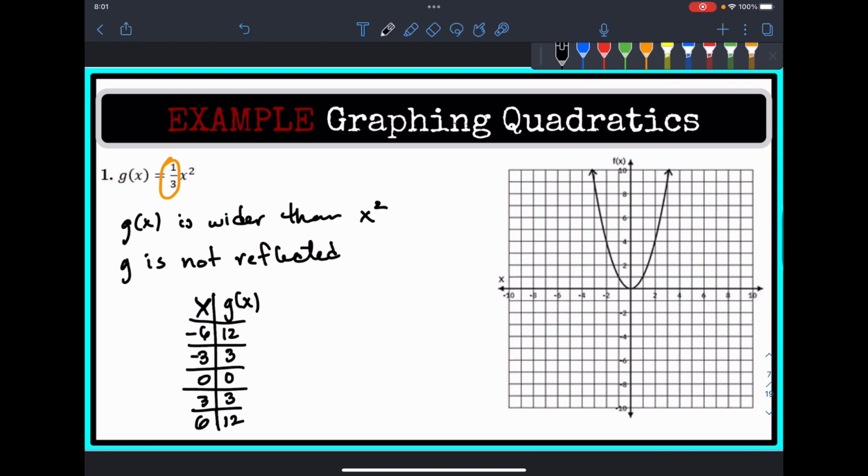So let's plot these points on our graph. We won't be able to plot -6, 12 because our highest point here is 10, but we can definitely plot -3, 3, 0, 0, and 3, 3. And again, because it's symmetrical to the y-axis, we know that the left and right side are going to match up perfectly. 12 should be somewhere up there, so something around up there. So we connect those points. Our quadratic is going to look like this.